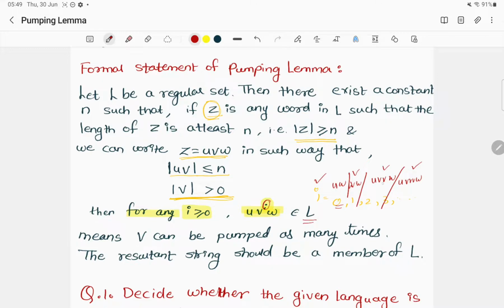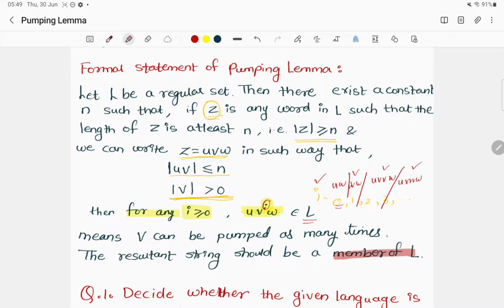That means all those strings should be part of the language, or should belong to this language L. So if this condition is satisfied, then my assumption is correct and the given language is a regular language. So v can be pumped as many times, and the resultant string should be a member of L. That means it should be a regular language.